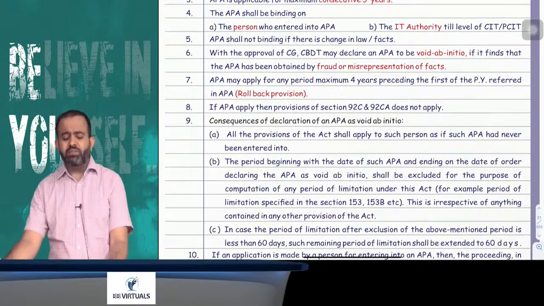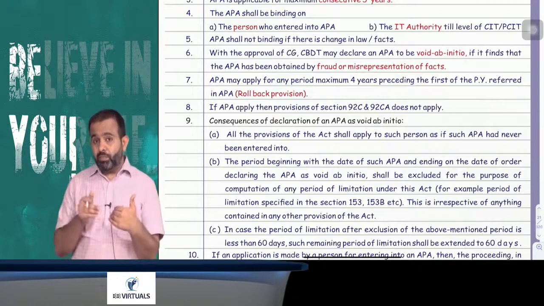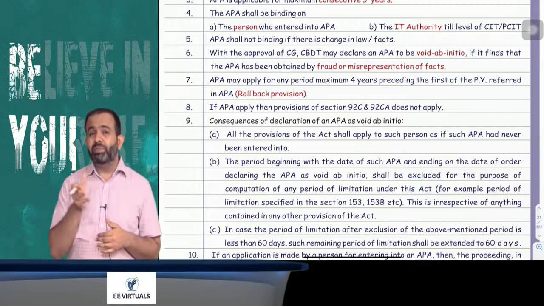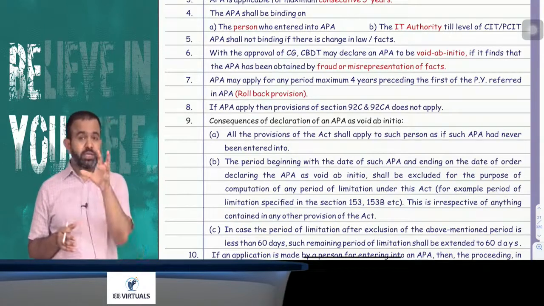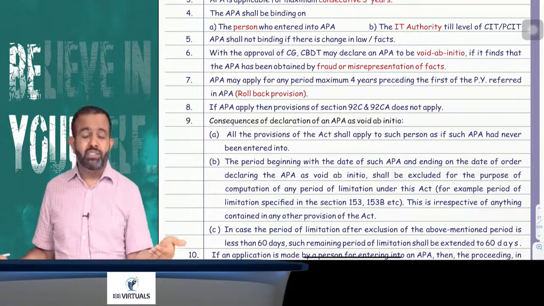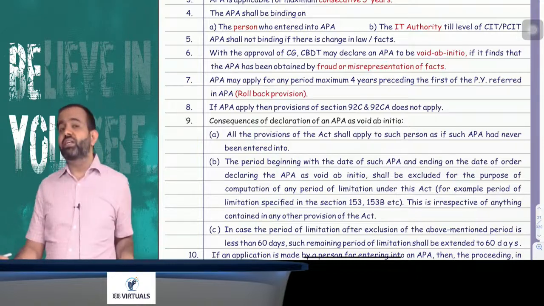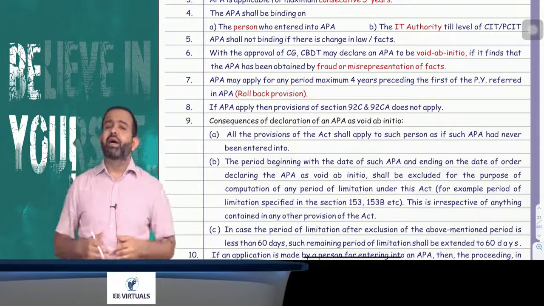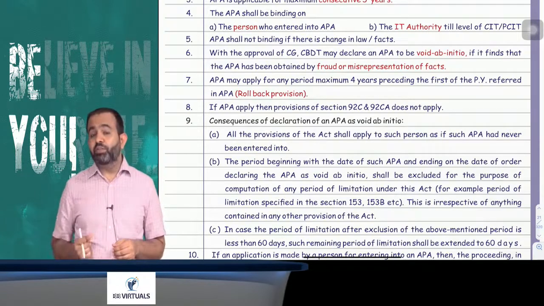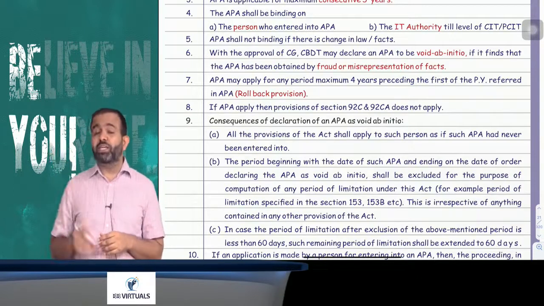One more point: suppose after some time CBDT comes to know that you have taken the APPA and misrepresented some fact, that is, you have taken the APPA through fraud or misrepresentation of fact. In that case, CBDT has the power. CBDT, with the approval of the central government, may declare that APPA is void ab initio.